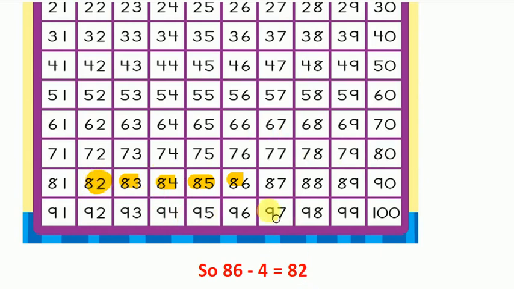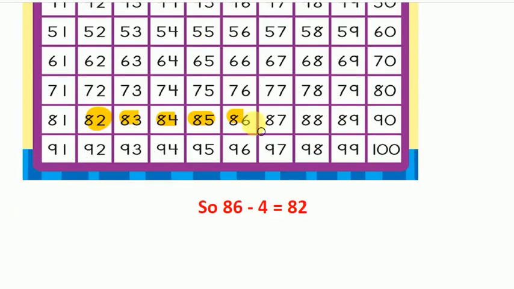This is how you use the 100 chart to do subtraction. Start from 86, that is the bigger number, and take 4 steps to the left of the chart. 1, 2, 3, 4. The number you reach is the answer. Is it clear?